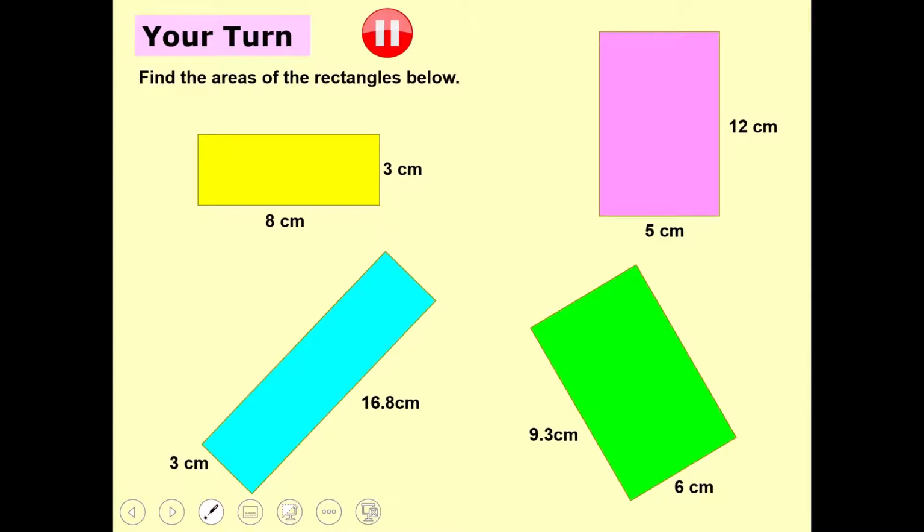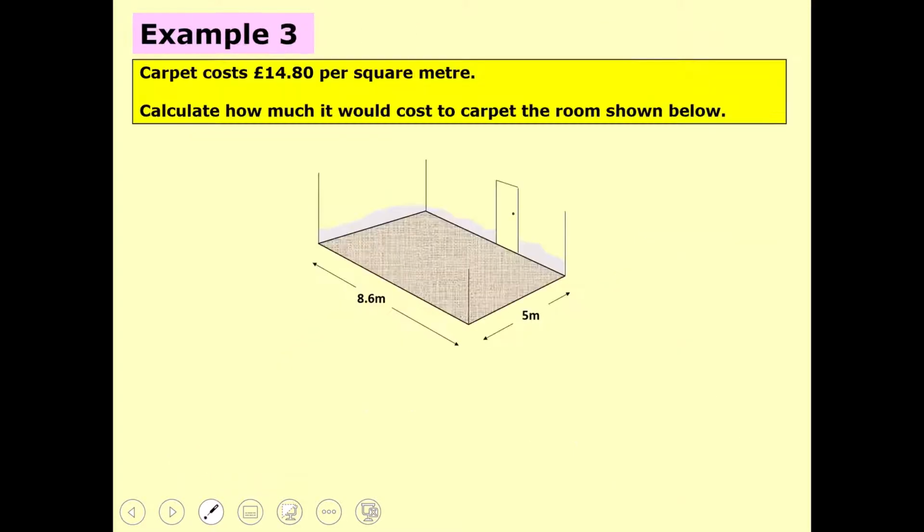Okay, so first one, you should have 24 square centimetres. Second one, 60 square centimetres. Then 50.4 square centimetres, and lastly 55.8 square centimetres. Well done if you got all 4 of those correct. So that is the area of a rectangle. You might be asked to apply that, calculating the area of a rectangle. This is showing you how you might apply that.